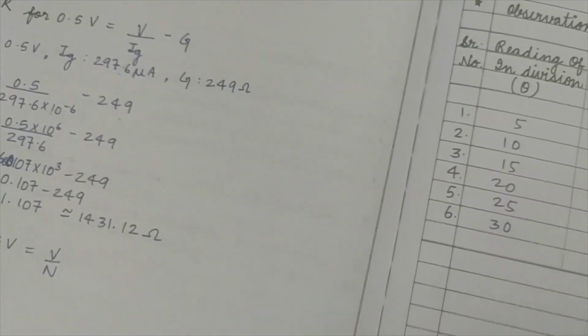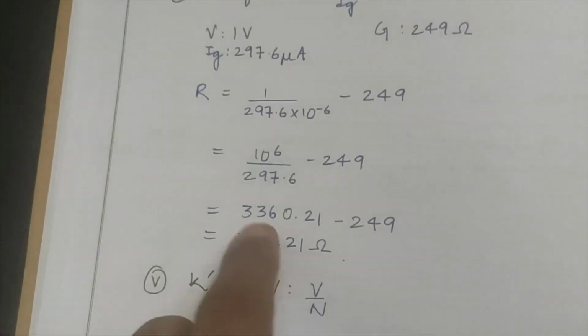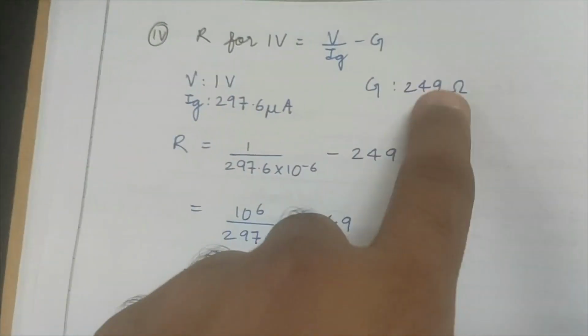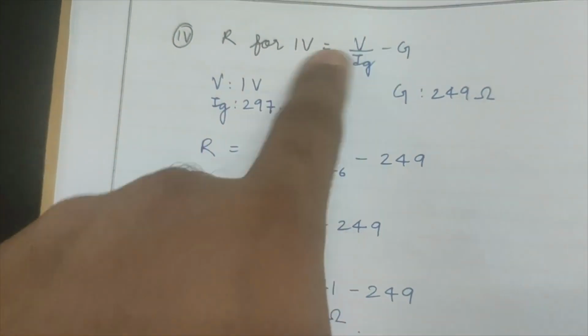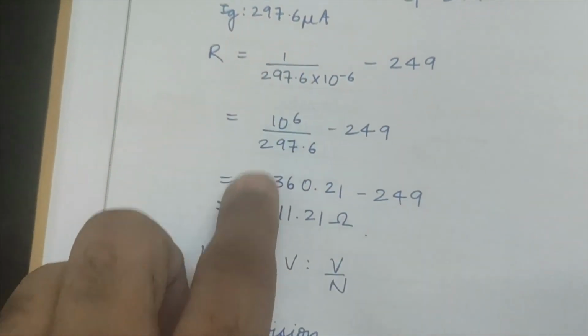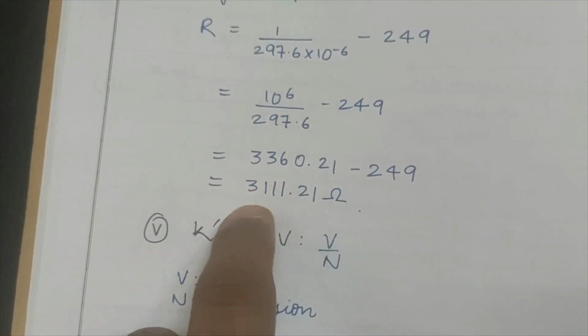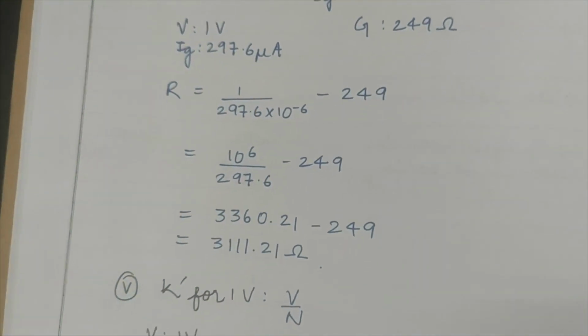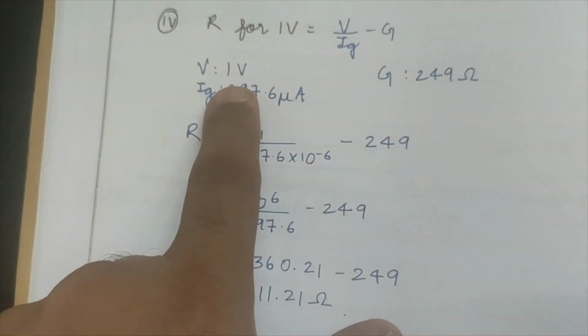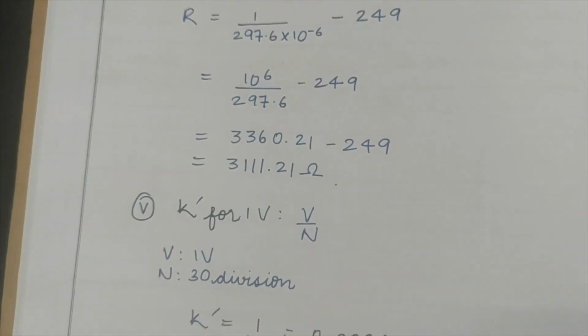Similarly, in the same way, we can find it for 1 volt. Everything will be the same because Ig is the same and G is the same. So for V equal to 1 volt, we find this much resistance R to convert the galvanometer into a voltmeter of 1 volt.